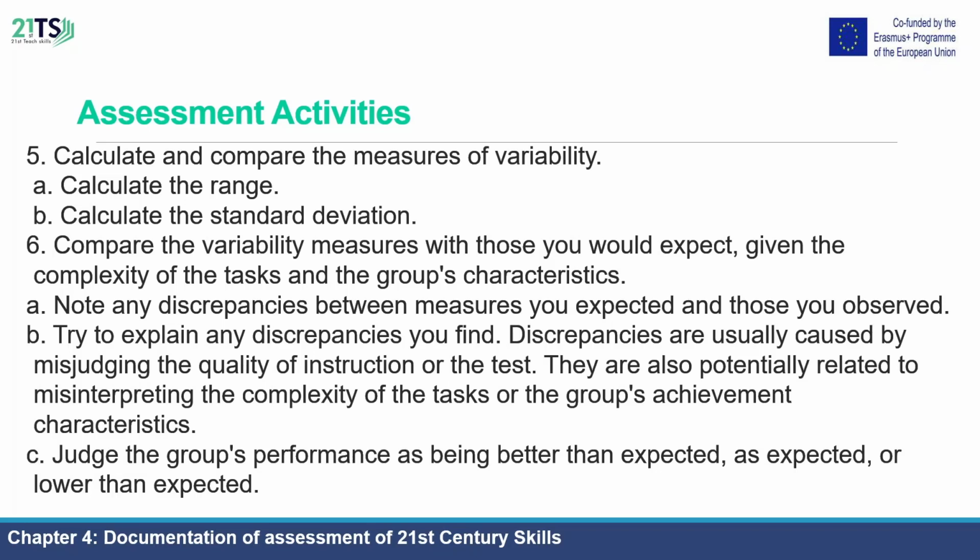Discrepancies are usually caused by misjudging the quality of instruction or the test. They are also potentially related to misinterpreting the complexity of the task or the group achievement characteristics. C. Check the group performance as being better than expected, as expected, or lower than expected.